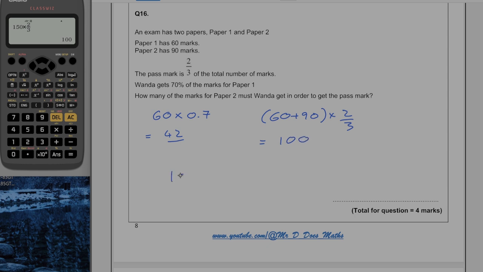So the number of marks that she needs to get is going to be 100 minus 42. It's going to be 58 marks. Just double check. It doesn't say what percent that she needs. It just says how many marks. So 58.